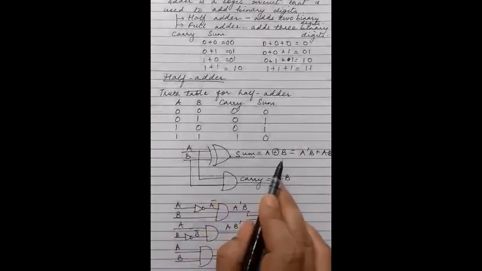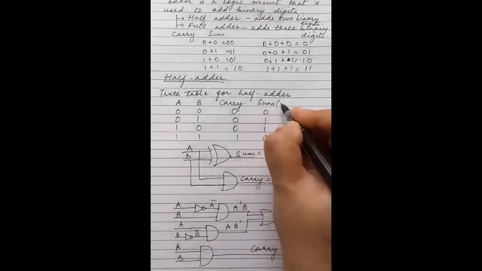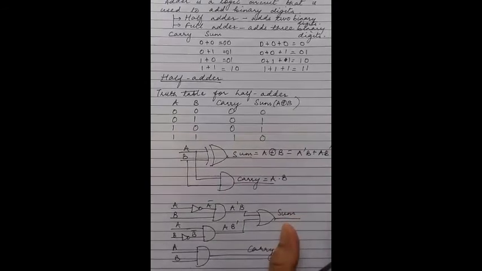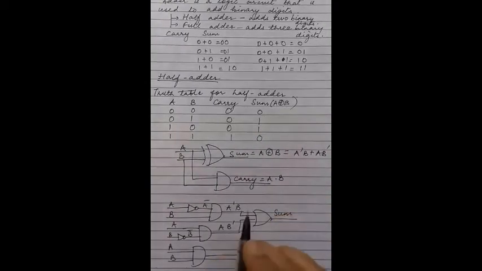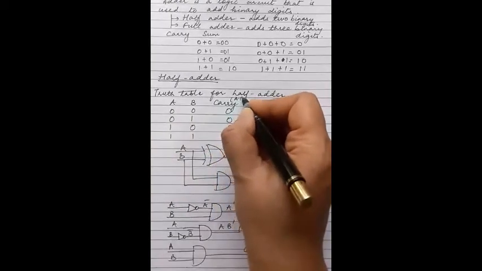The first way is using the XOR gate. XOR means sum is what? A XOR B. And the formula for XOR is A bar B plus A B bar. We have learned this earlier also. And carry is A dot B. Either you can draw it in this way or you can draw it in this way. Both are correct. Now we will be talking about full adder.